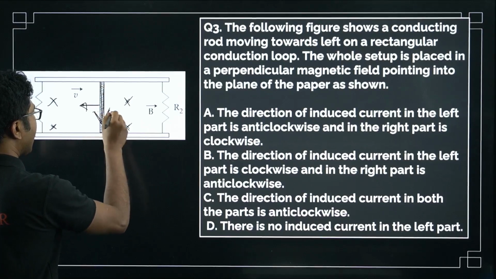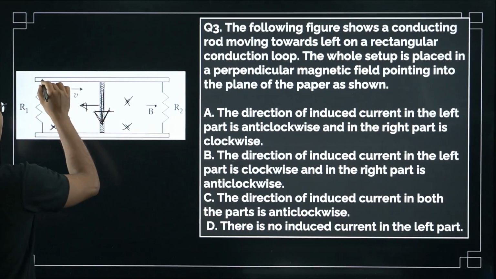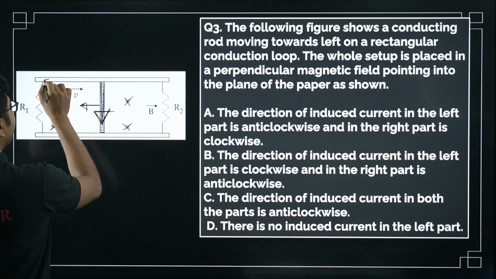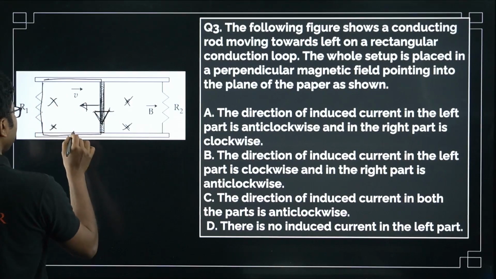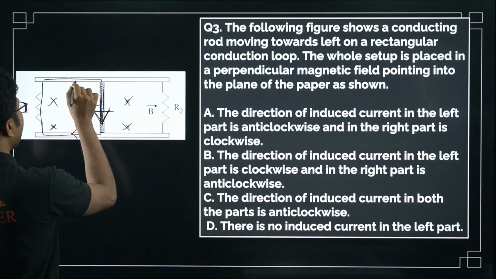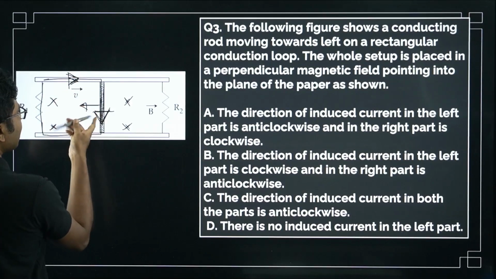Downward direction means what? Now how can the current be downward through this loop? It can be downward only if the current is flowing like this. So current will be clockwise. Clock rotates in this direction, so this is clockwise.